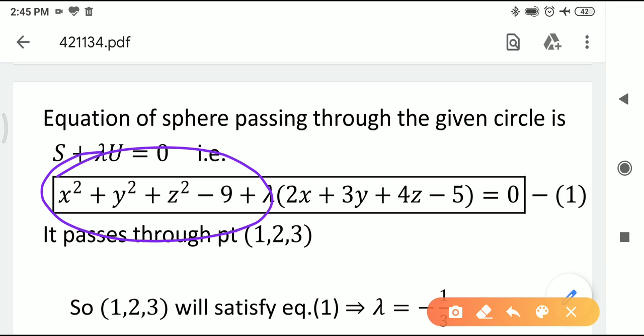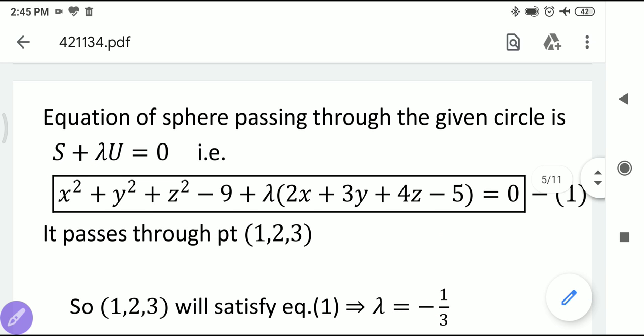So it is x square plus y square plus z square minus 9 plus lambda times U, which is nothing but 2x plus 3y plus 4z minus 5 equal to 0. Now this is the equation of a new sphere which is passing through the circle. Okay, now it is also given that this sphere also passes through the point (1, 2, 3).